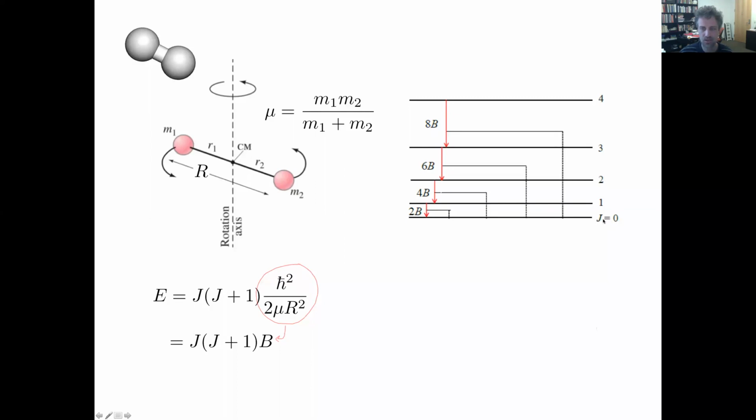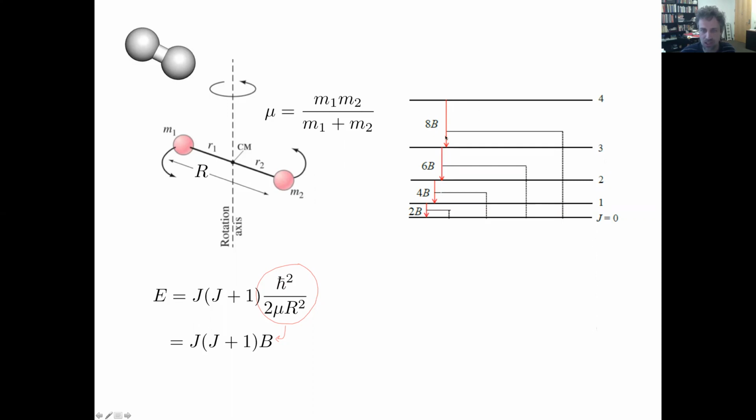These are the rotational states of the molecule, J equals 0, 1, 2, 3, 4. And then, of course, you can make transitions between the different states, and they can have several transition energies. You can express those energies in terms of this constant B, and then you'll find that the distance between 4 and 3 is 8B, the distance between 3 and 2 is 6B, 4B, and 2B, and so forth.